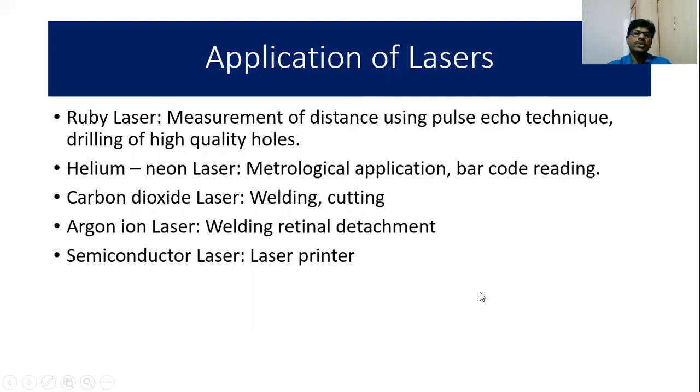Now we can just see the applications of different types of lasers. Ruby laser: measurement of distance using pulse echo technique, and drilling of high quality holes. Helium neon laser: meteorological applications and barcode reading. Carbon dioxide laser: welding and cutting. Argon ion laser: welding in retinal detachment. Semiconductor laser: laser printers. So this is what we have studied in this particular lecture about a gas laser, that is the helium neon laser.